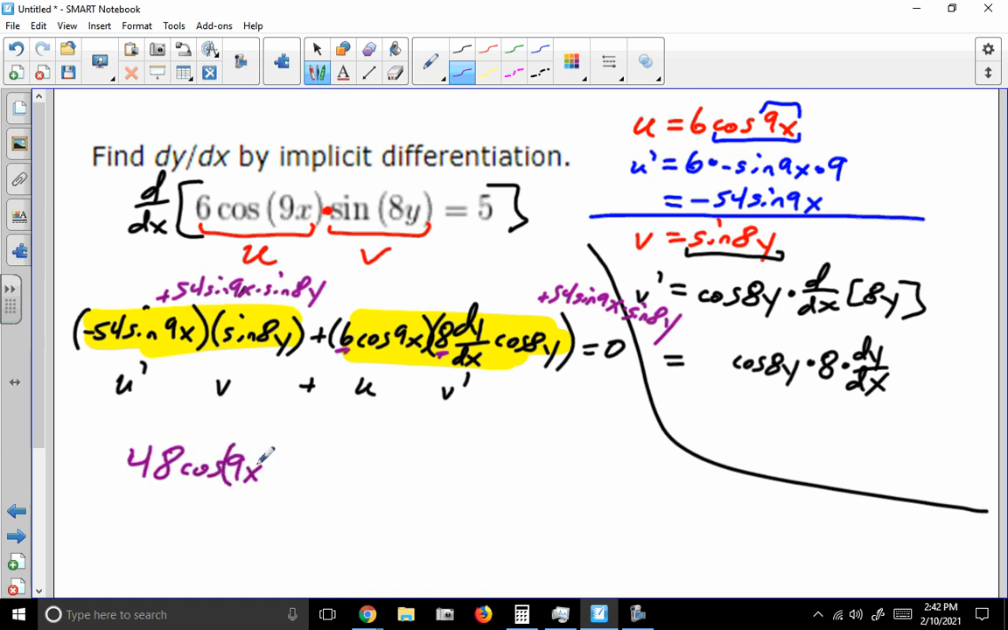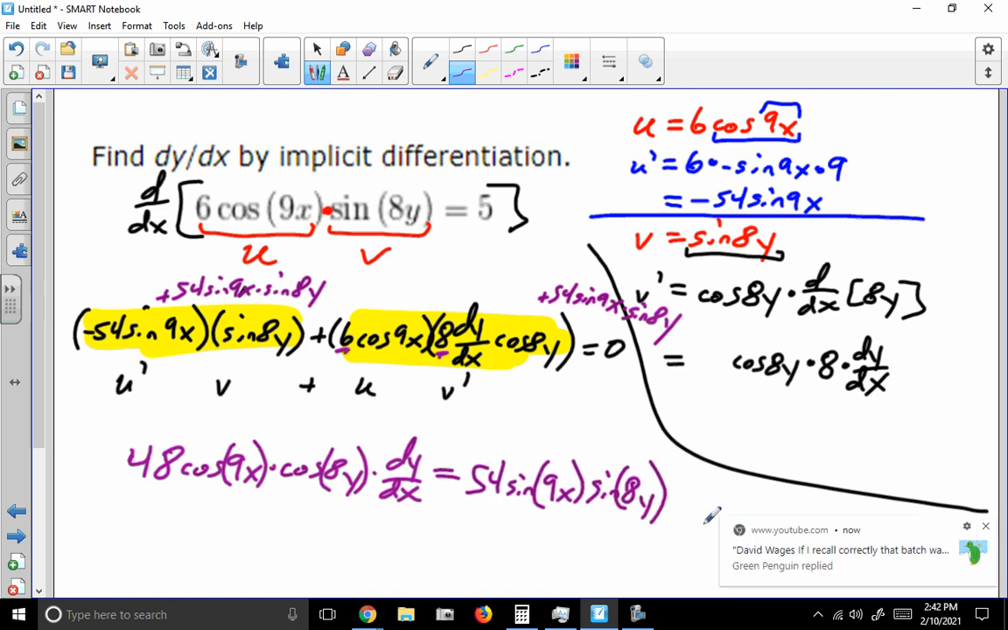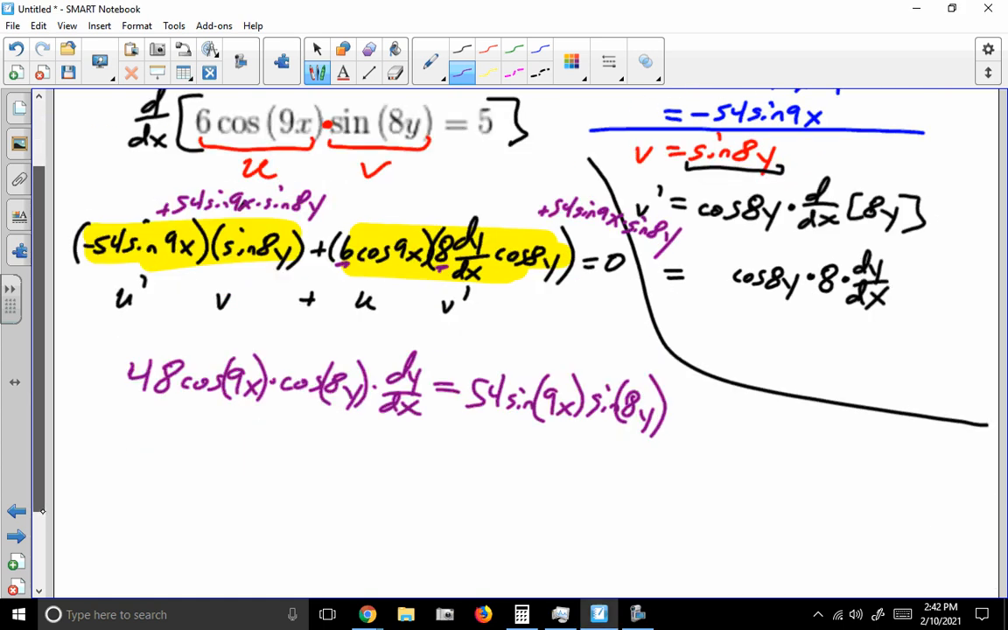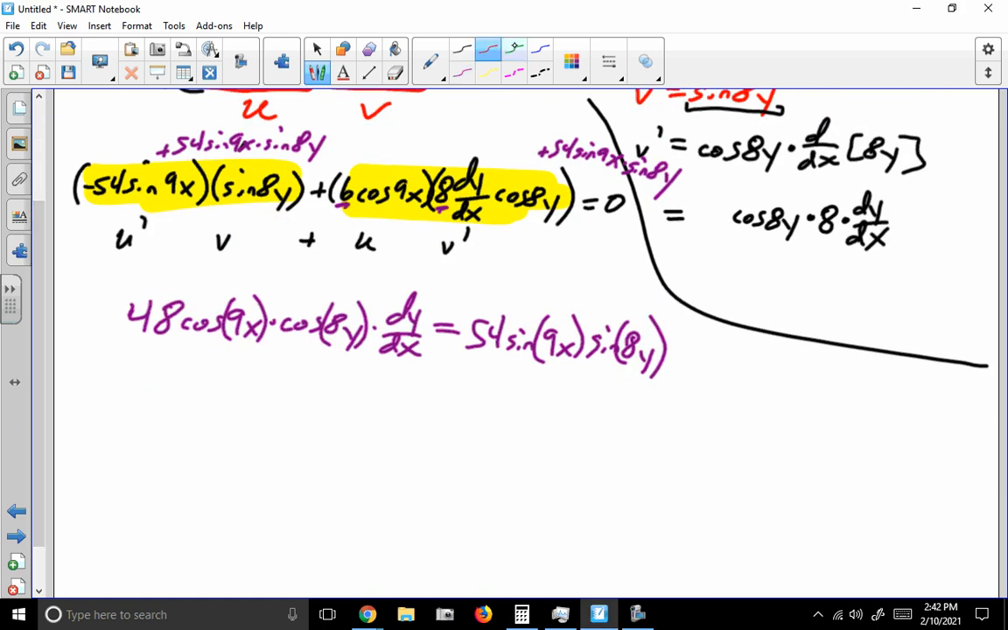48 cosine 9x cosine 8y dy dx. That's on the left. And then when we move this to the other side, it's going to be positive 54 sine 9x sine 8y. Get dy over dx by itself. So the opposite of multiplying is to divide. So divide by 48 by this cosine, by cosine 8y.